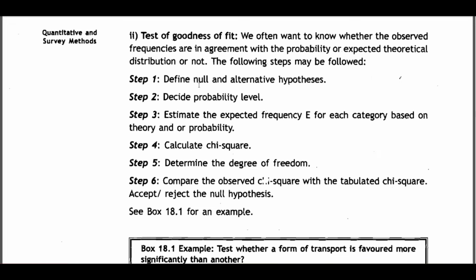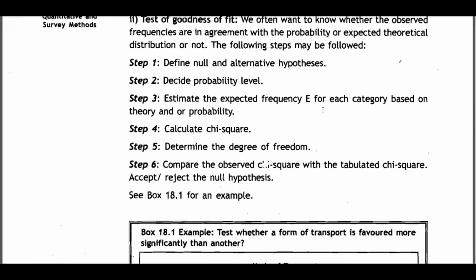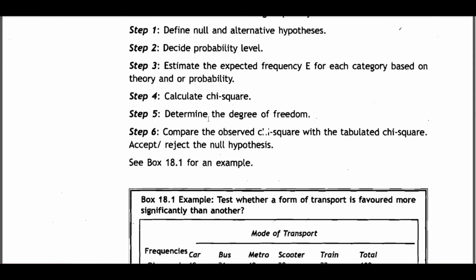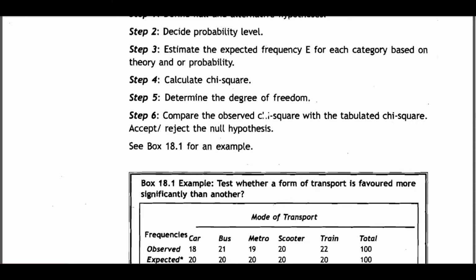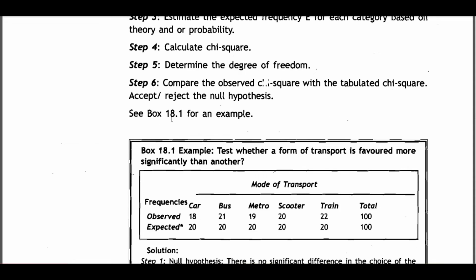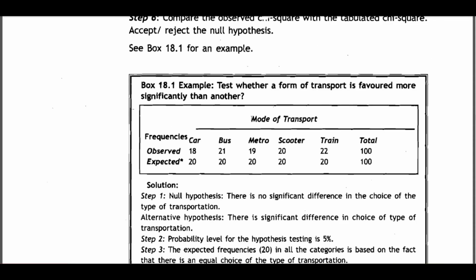Step 1. Define null and alternative hypothesis. Step 2. Decide probability level. Step 3. Estimate the expected frequency for each category based on theory and probability. Step 4. Calculate chi-square. Step 5. Determine the degrees of freedom. Step 6. Compare the observed chi-square with the tabulated chi-square. Accept or reject the null hypothesis. See box 18.1 for the examples.